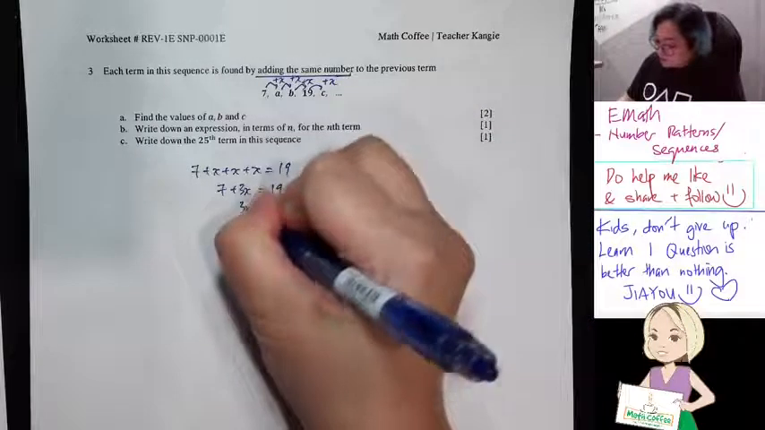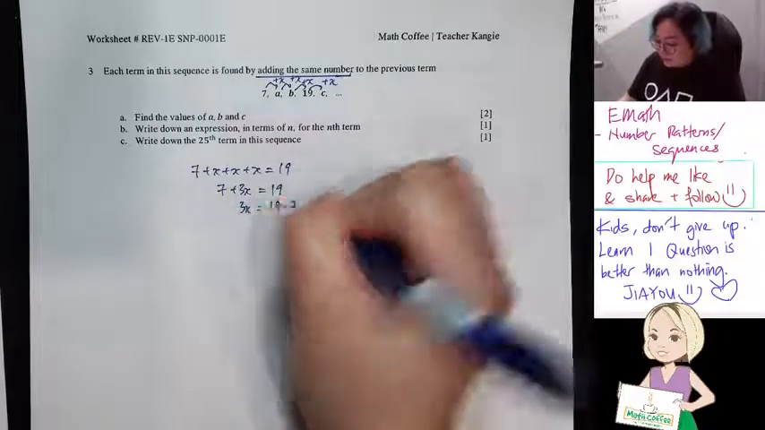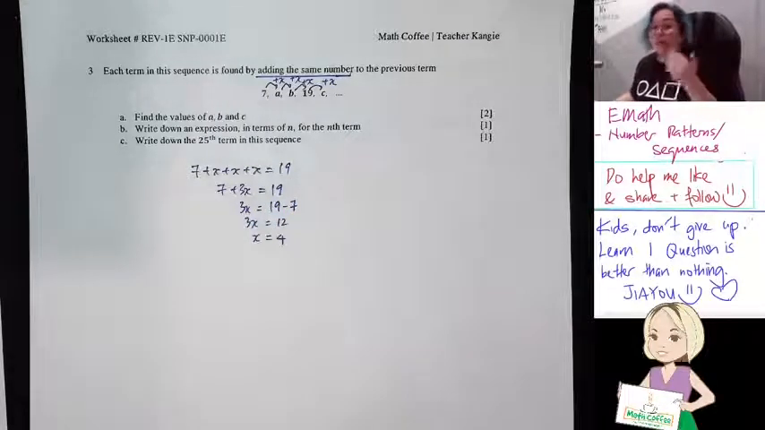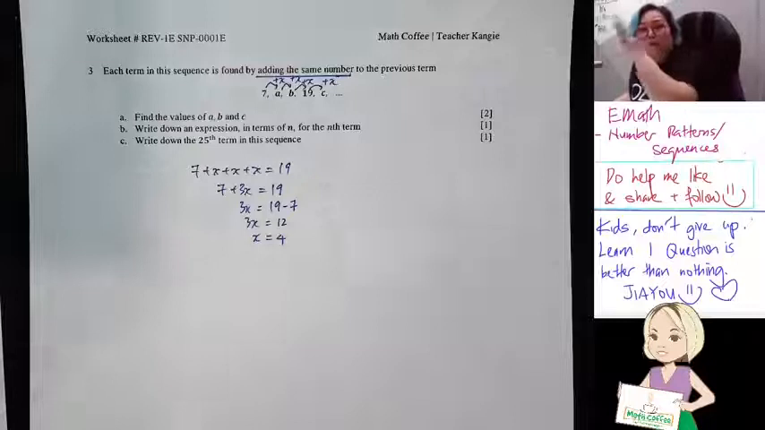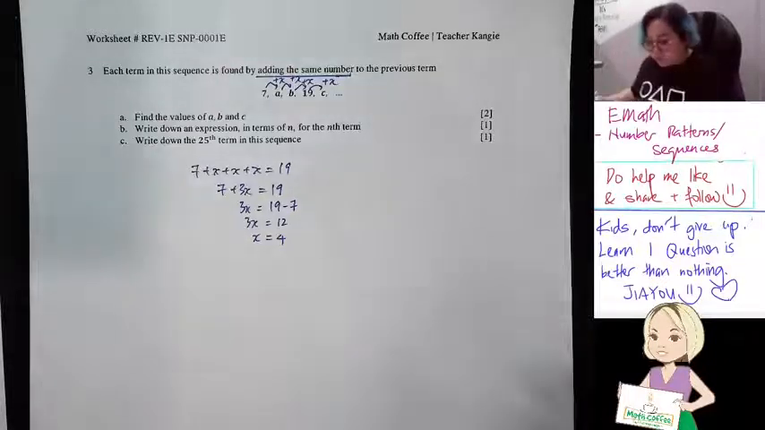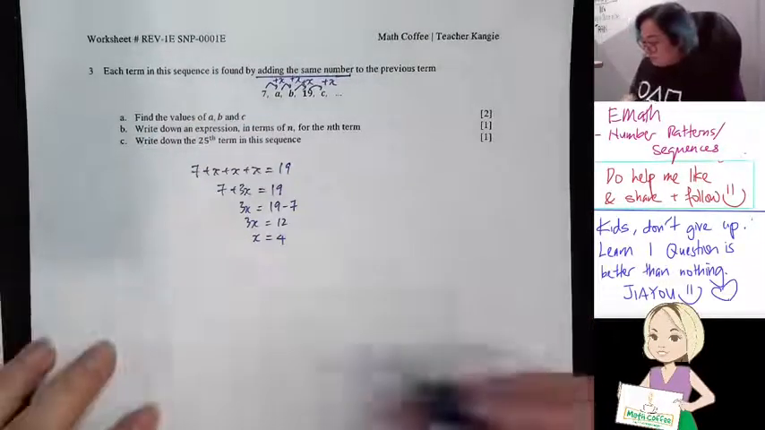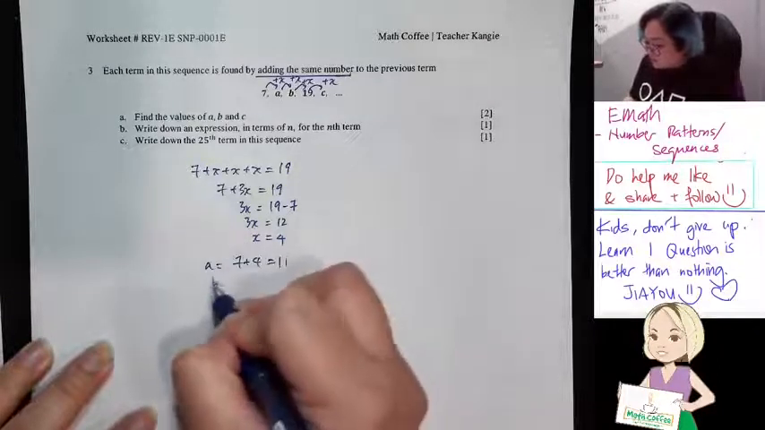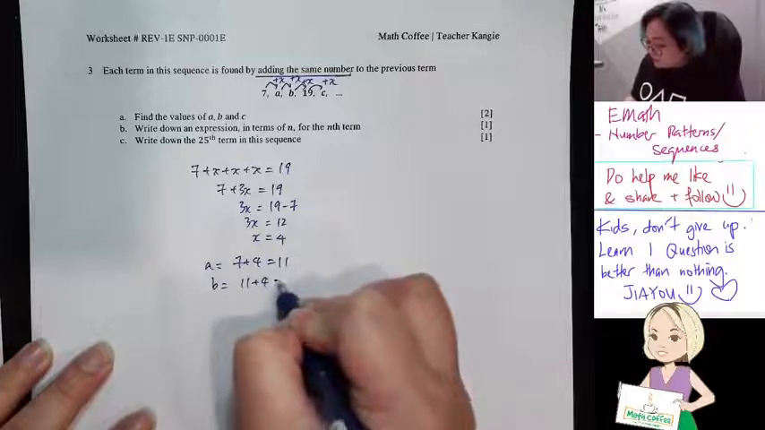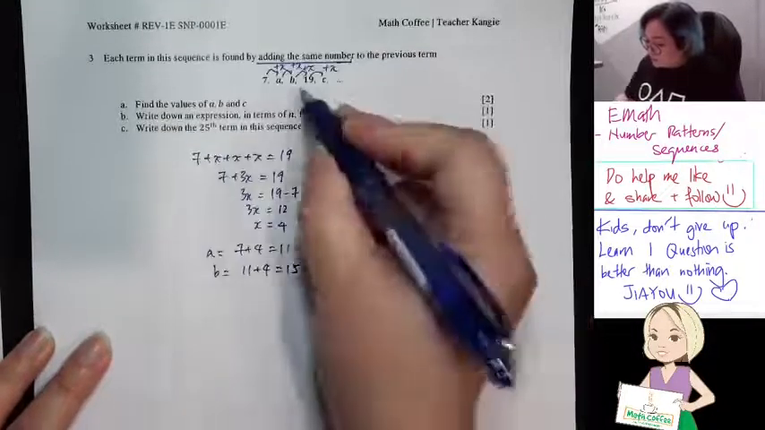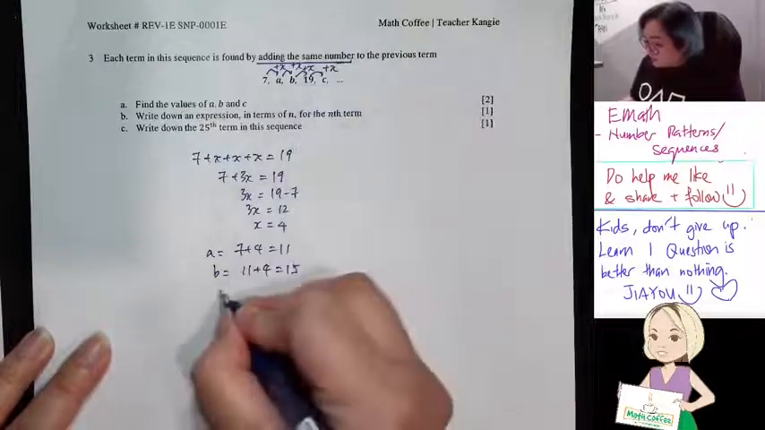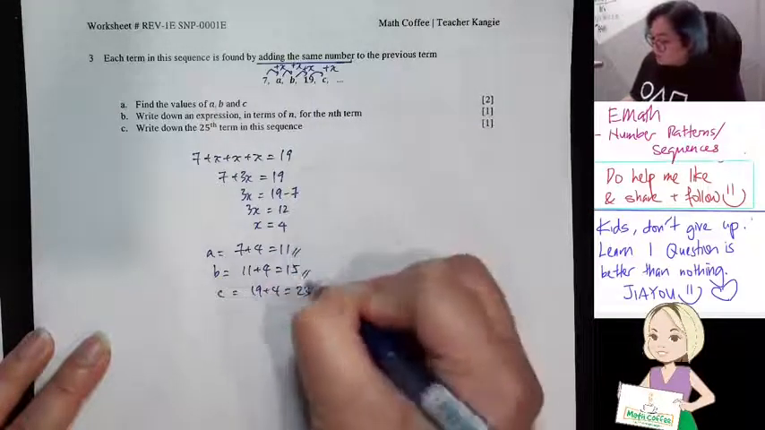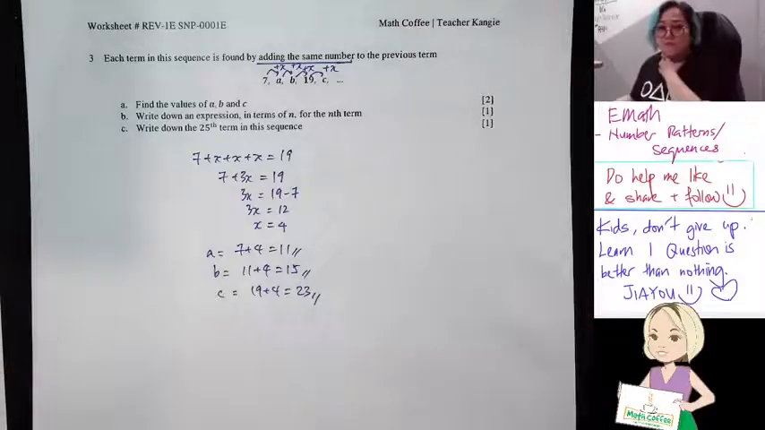So now it becomes 3x equals to 19 minus 7. So 3x equals to 12. So I know my x is 4. So I know that actually it's just plus 4, plus 4, plus 4. Understand? So with this, I can find my A. My A will be just 7 plus 4, so it's 11. My B is take 11 plus 4 again, that gives me 15. Then my C is after the 19, so the C is 19 plus 4. So it's 23. So we are done with A, B, C.